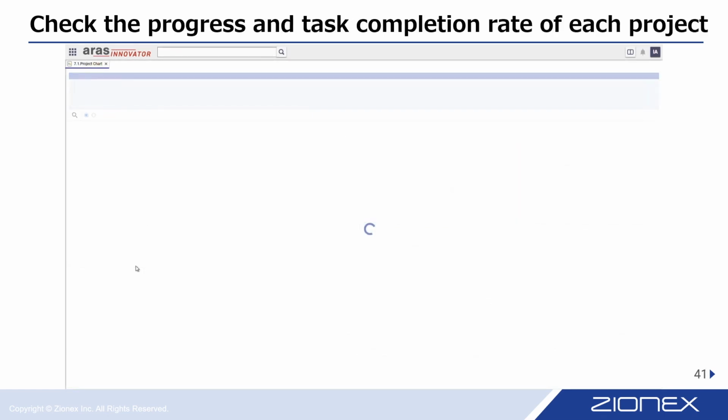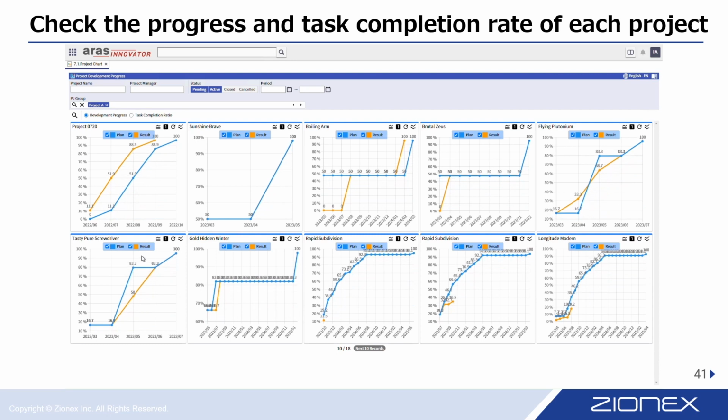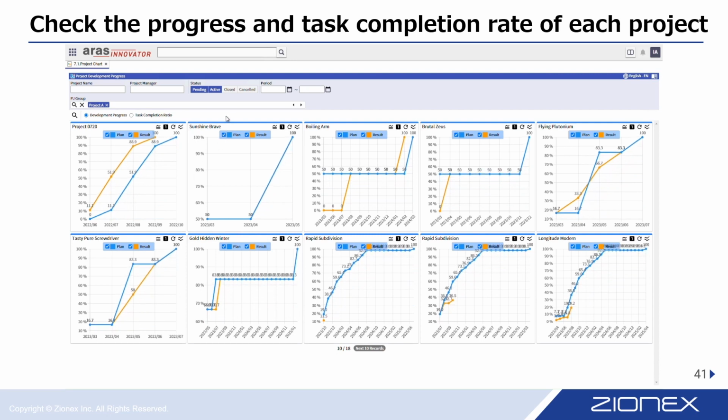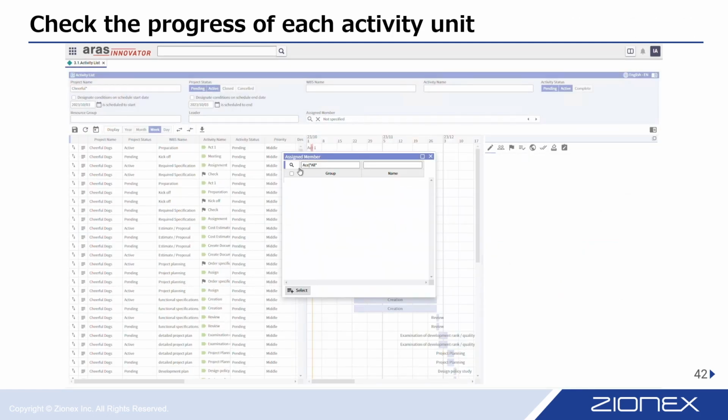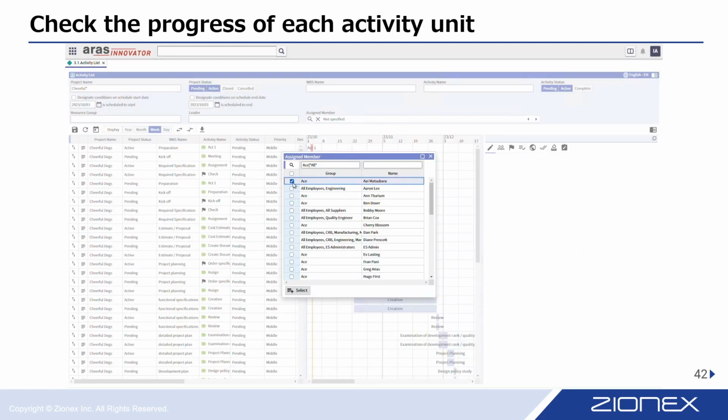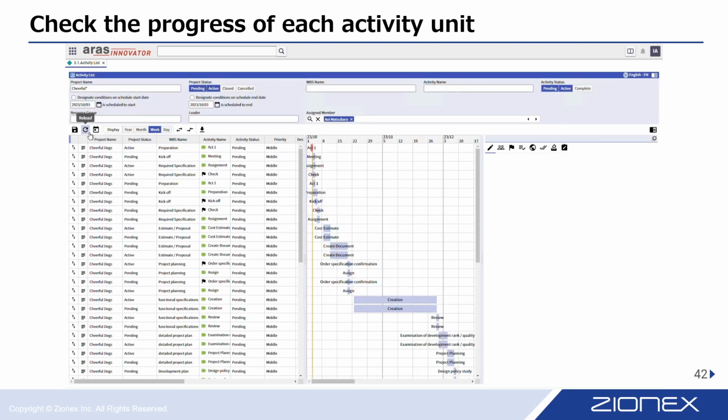Alternatively, you can gain valuable insights from a monthly graphical view that showcases the progress of project development and task completion rates. This perspective offers a detailed analysis of project performance over time. Use the activity list to filter by project name or the person in charge to monitor project status. This feature simplifies monitoring project tracking.